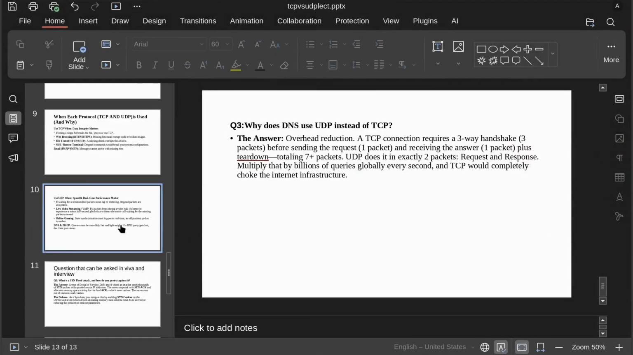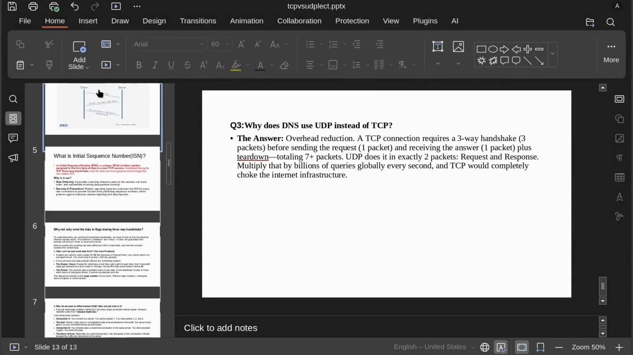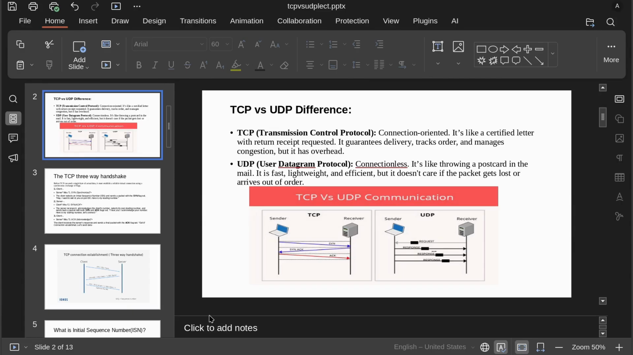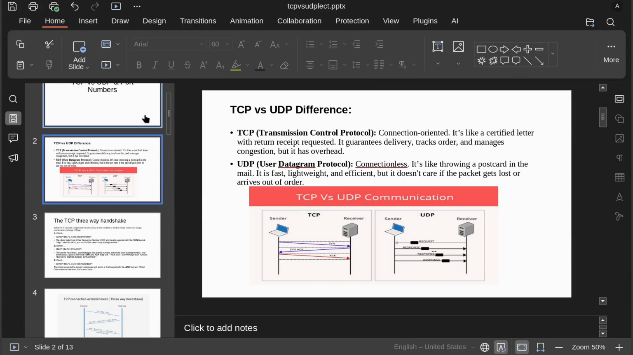So that's it for today. I hope you guys understood the difference between TCP and UDP. In the next video we'll be covering port numbers. We'll cover a bunch of commonly used port numbers, why they are used, where they are used, and where problems occur. I hope you guys learned about TCP and UDP.